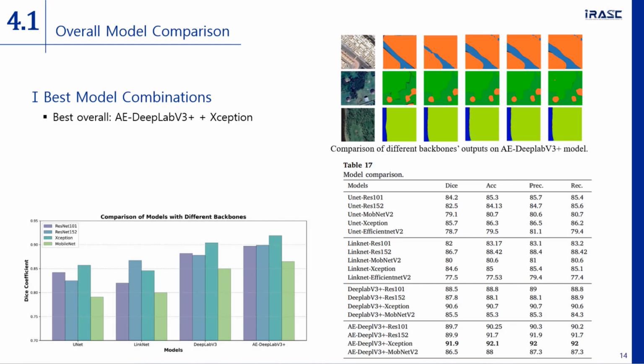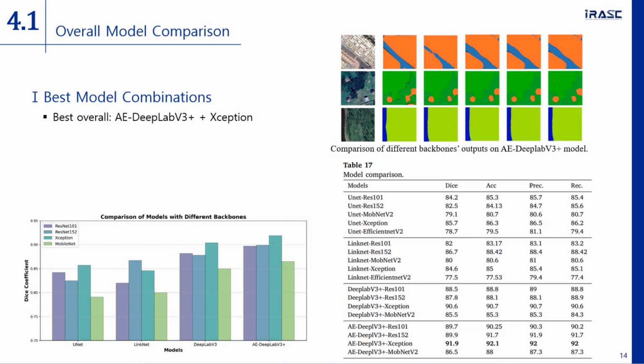The best performing model was AE DeepLab v3+ with Xception, achieving a Dice score of 91.9 and an accuracy of 92.1. This result suggests that DeepLab v3+ based models generally outperform UNet and LinkNet. It also shows that adding an attention mechanism further improves performance.